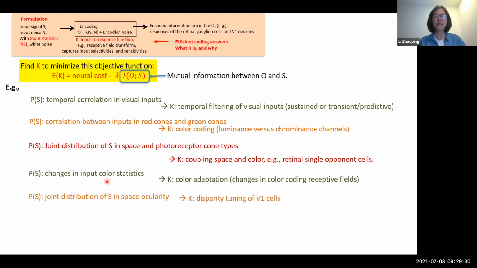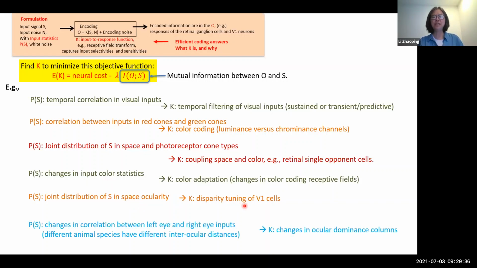And you can also talk about, how about joint probability distribution in space and eye of origin. Then you get disparity tuning, and you can also change these probability distributions, the correlation between left and right eyes. You say, how do I change that? I have my eyes like that. How do I change that?